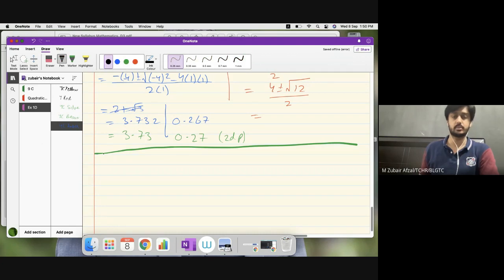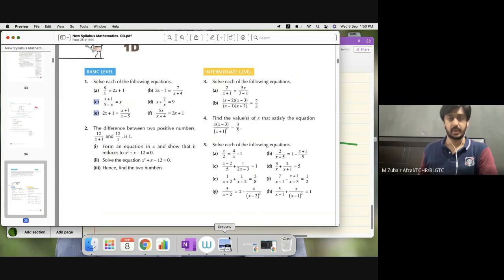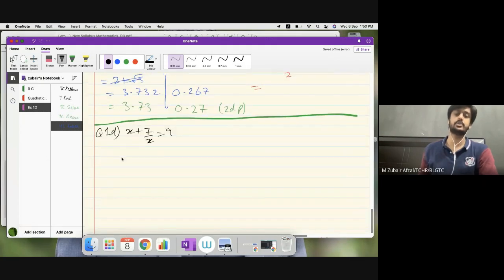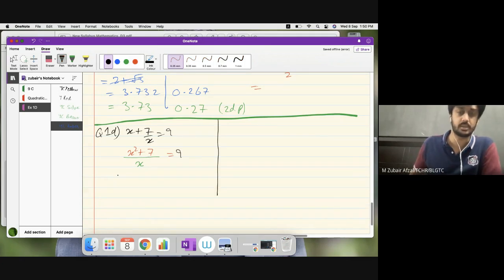So moving on to the next question. This is question 1 part D. x plus 7 over x equals 9. Now we have two fractions on one side. Either we take it to the other side or take LCM first. If we choose LCM, this is x. This becomes x square plus 7 is equals to 9. Any confusion? Where is this x square coming from? Where is this 7 coming from?